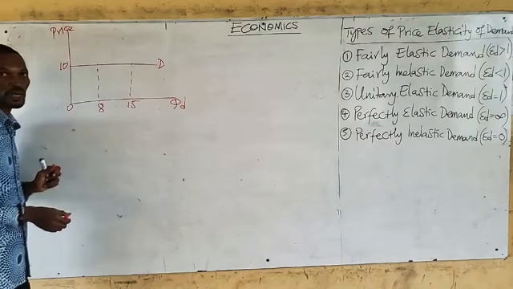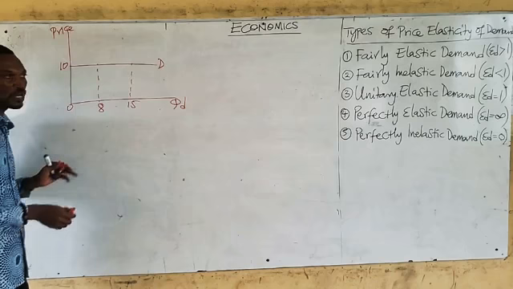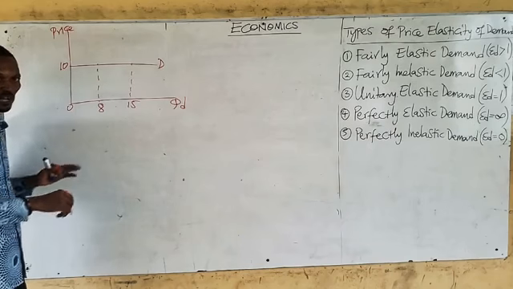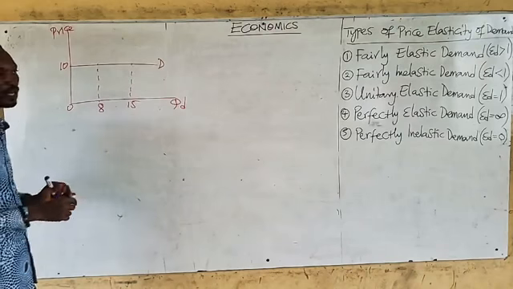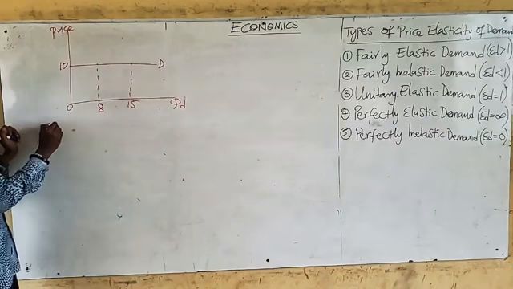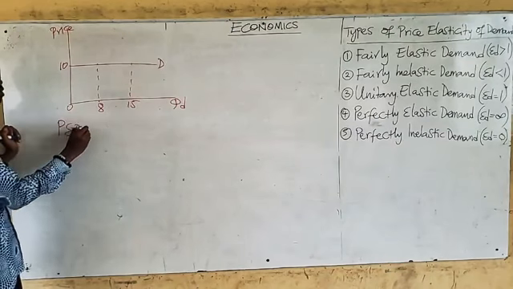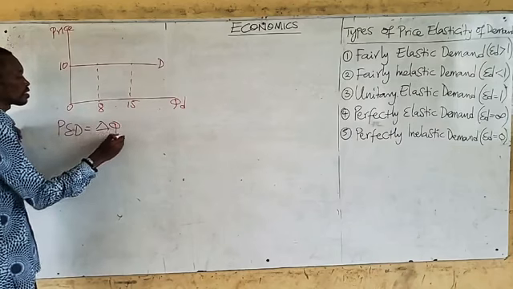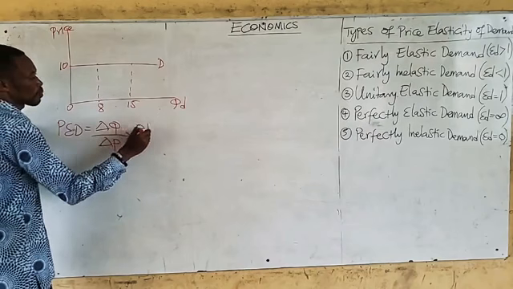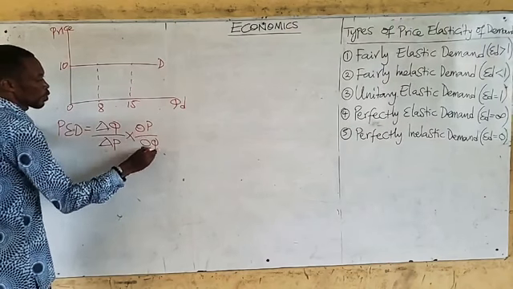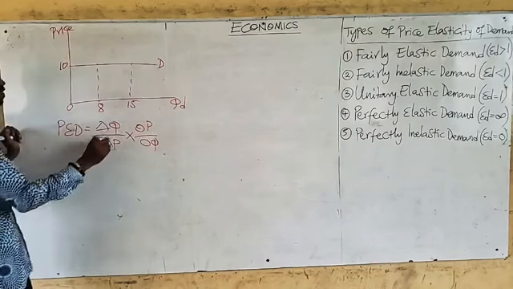So let's calculate the price elasticity of demand. We are using the point formula. You can use the percentage, but we are using the point so that we will have varying formula. That is why I'm doing that. So we have price elasticity of demand being equal to change in quantity divided by change in price times original price over original quantity. So let's place in the figures.